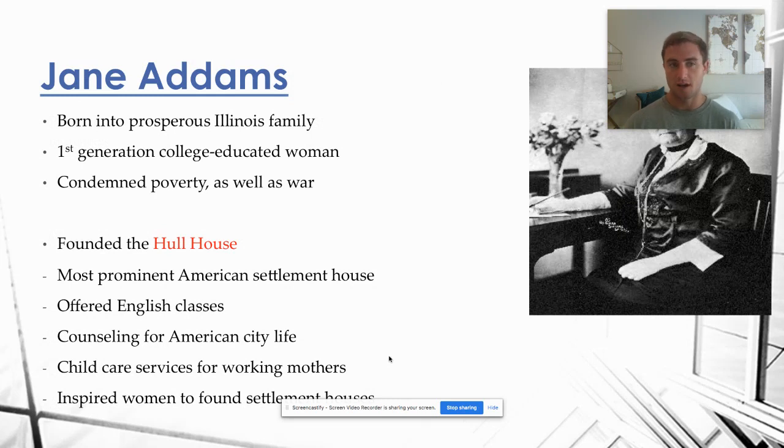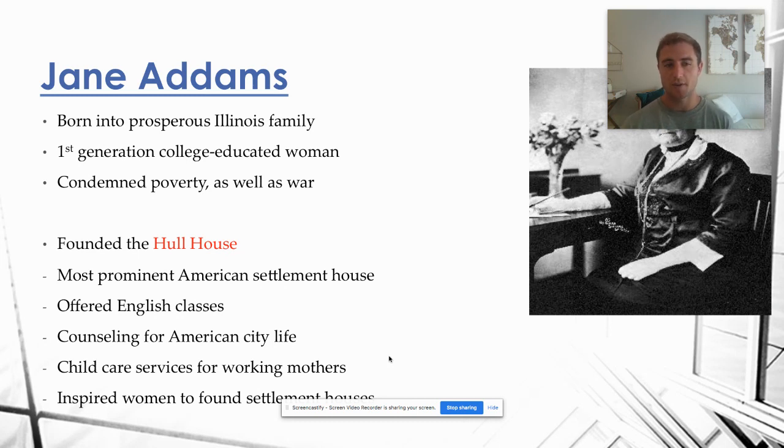Jane Addams, a big figure that we should remember. She is a college-educated woman. She went to the Troy Female Seminary as one of our first college-educated women. She's going to come out and found the Hull House. The Hull House becomes the model settlement house that inspires many other settlement houses throughout the country.